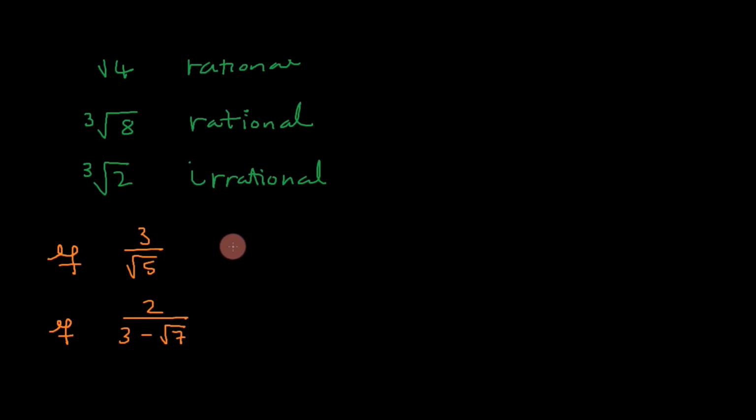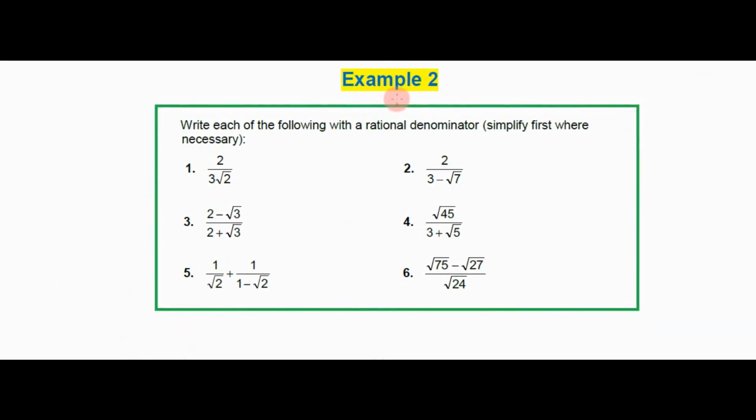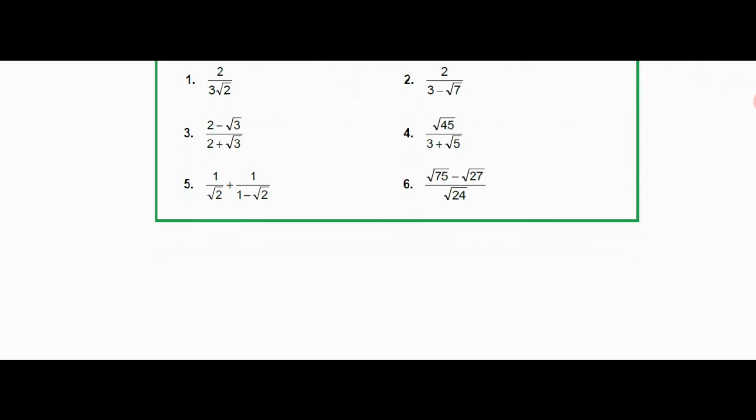Now, it's often convenient for us to remove the surd from the denominator. In other words, it's often convenient to write the denominator of a fraction as a rational number. And in this lesson, we want to look at how to do that. In example 2, it says, write each of the following with a rational denominator. Simplify first where necessary.